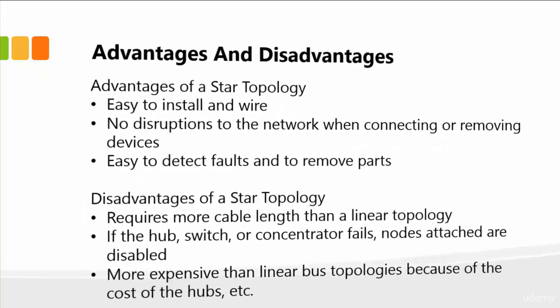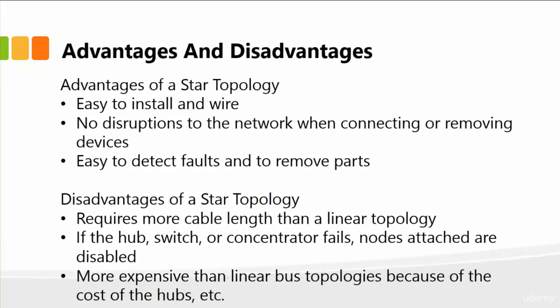The advantages and disadvantages of the star topology: it's easy to install, there are no disruptions to the network, and it's easy to detect faults and to remove parts. But there are also disadvantages. It requires more cable length, because you can imagine that within the star you have cables coming from one computer to the switch, to the centralized device, and then additional cables going out as well.